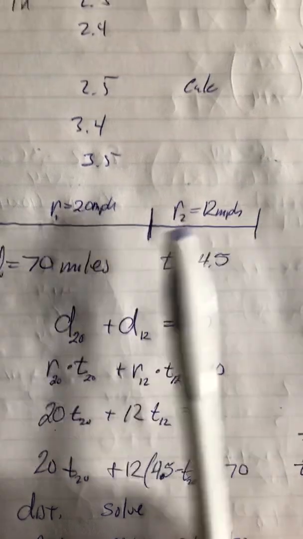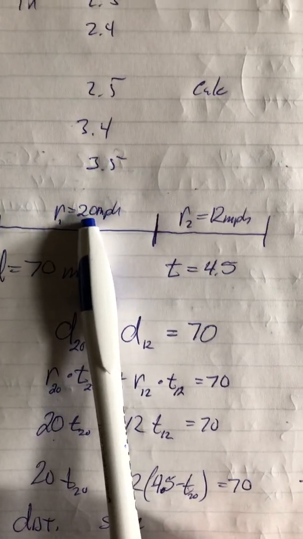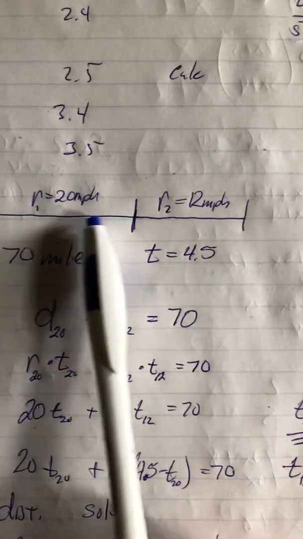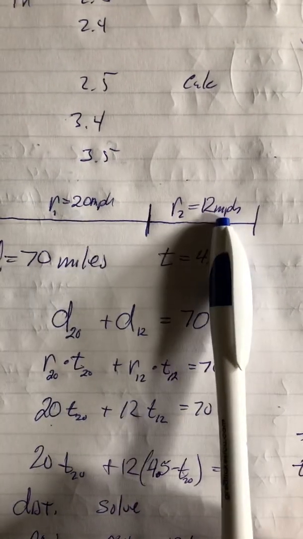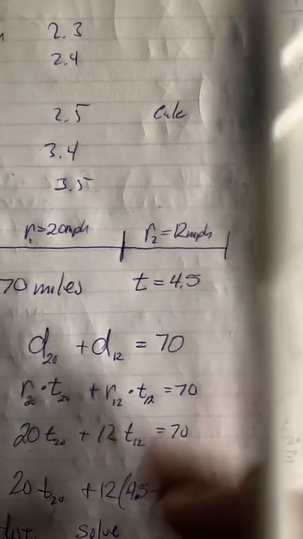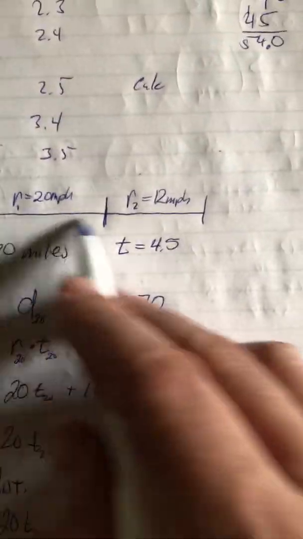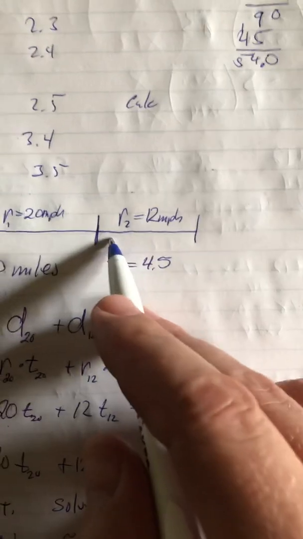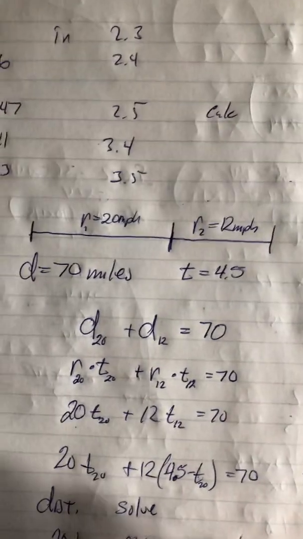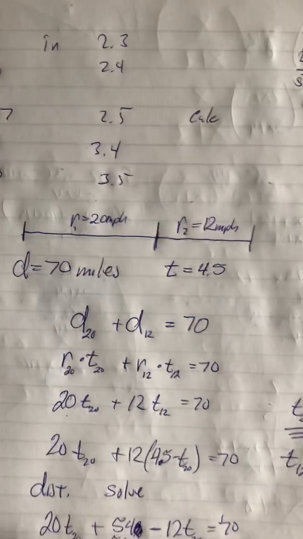Now, if you're riding at 20 miles per hour, you're going to be covering a different amount of distance than if you're riding at 12 miles per hour. You could tweak it so that you got the same, but visually I'm thinking probably more here, not as much here. The total distance is 70 miles and the total time is 4.5 hours.